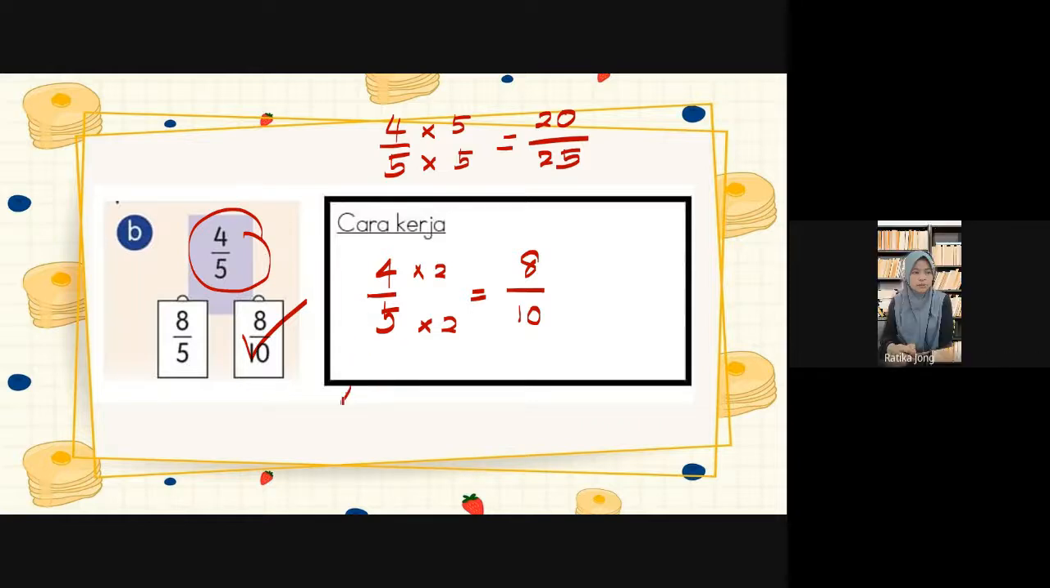We can say it like this. 4/5 is also equal to 8/10 equal to 20/25. Okay. These three fractions have different numbers but the size is the same. 4/5 sama dengan 8/10 sama dengan 20/25. Size-nya sama. Okay. Ready?